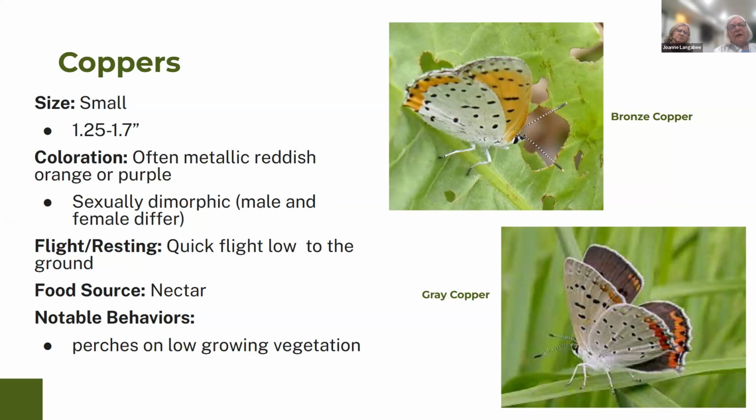The coppers are found more in open areas and prairie areas. They're considered small. They usually have some metallic reddish orange or purple. You can see that here and inside. They're quick, low flyers. They do like nectar, and they'll perch low to the ground.